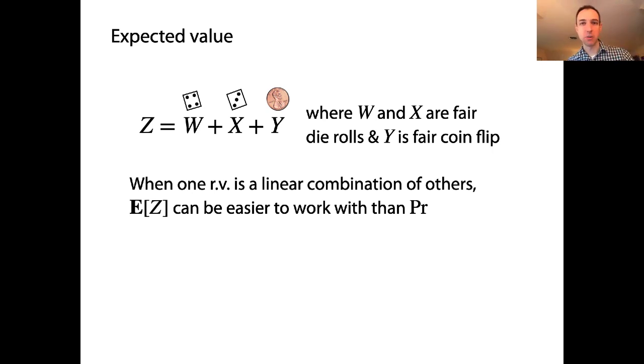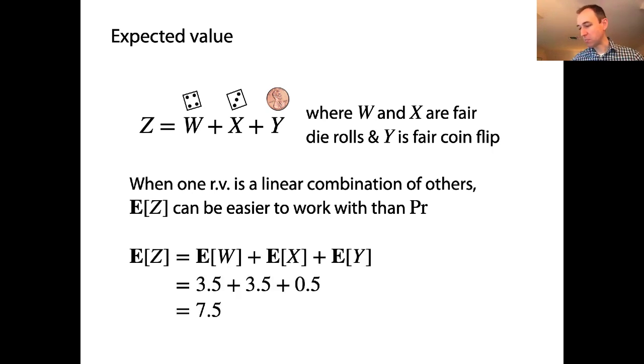Like, what's the probability that w plus x plus y equals 10? That's something we could figure out, when the two die rolls and the coin flip all add up to 10. But so much easier is to ask, what's the expected value of that z random variable? Well, we can just take the expected values of the three constituent random variables. Those are all easy. The two die rolls are both 3.5, like we already saw. The coin flip's obviously 0.5. We just add them all together, we get a number, and that's always going to be easier for us to do.